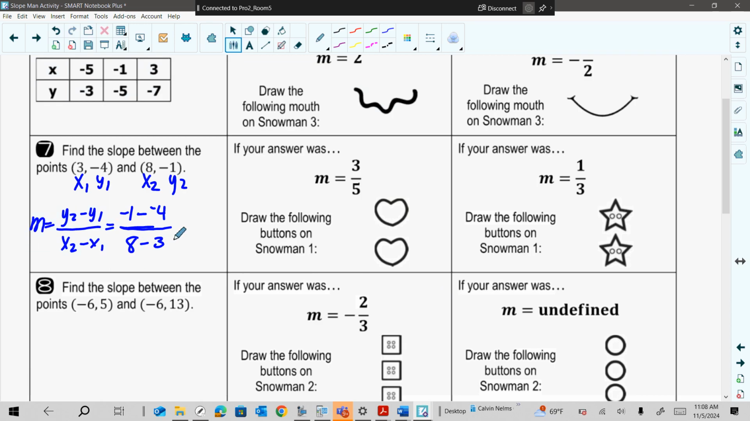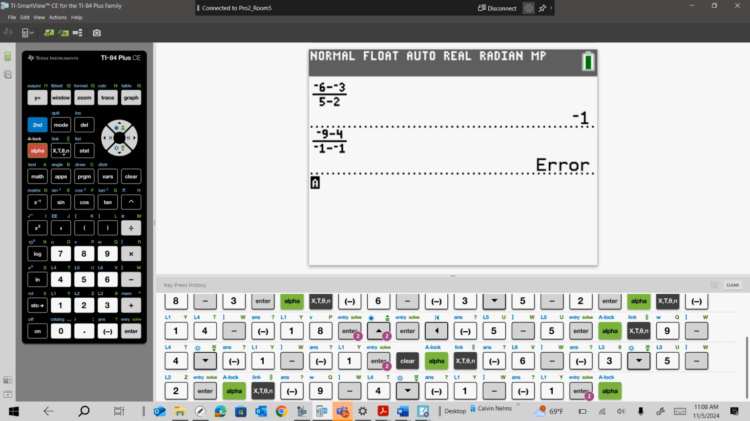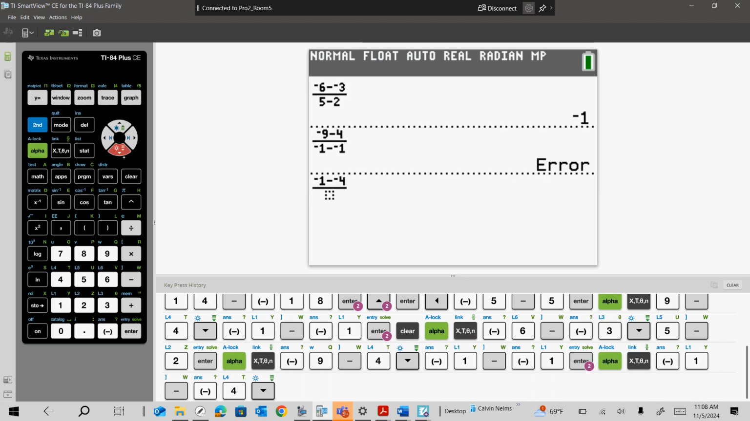And that is what we're typing in the calculator. If you go to your fraction box, negative 1 minus negative 4 over 8 minus 3. There's our answer, 3/5. There's our reduced answer for us already, 3/5.